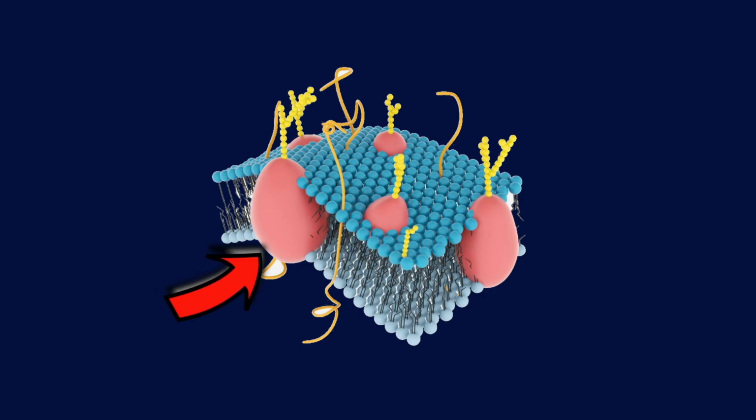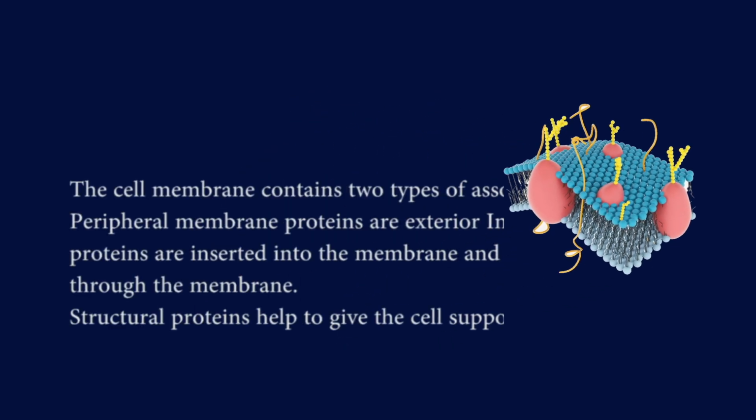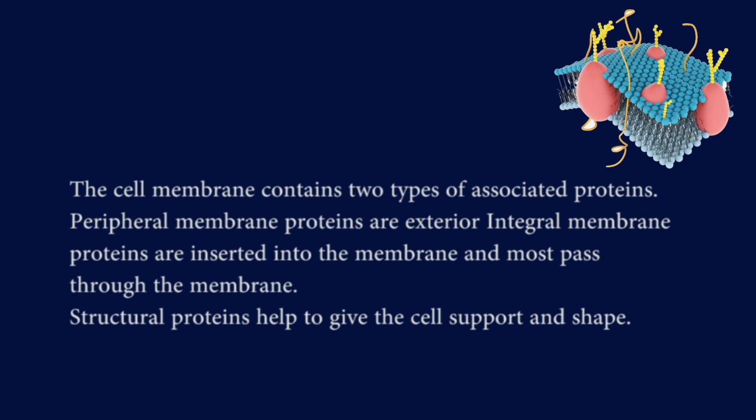Cell membrane proteins. The cell membrane contains two types of associated proteins. Peripheral membrane proteins are exterior to and connected to the membrane by interactions with other proteins. Integral membrane proteins are inserted into the membrane and most pass through the membrane. Portions of these transmembrane proteins are exposed on both sides of the membrane.